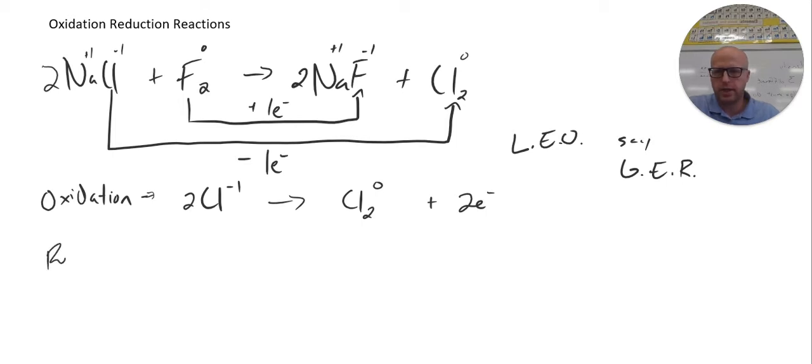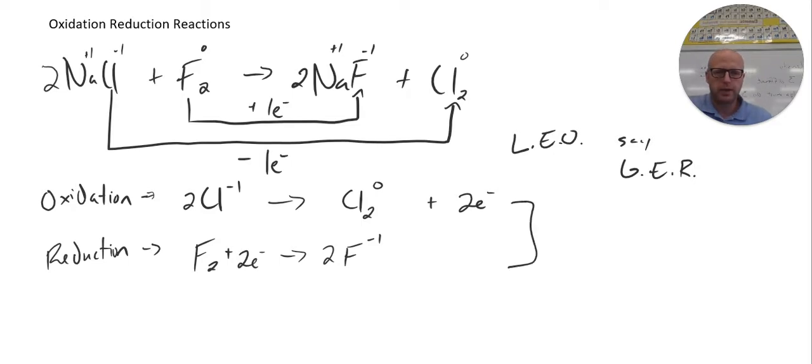And let's take a look at the reduction half reaction. So in the reduction half reaction, gain of electrons is reduction, GER. We have fluorine going to 2 fluoride ions. Okay, well, how do I get over here? Well, I'm adding in 2 electrons. So fluorine plus 2 electrons goes to 2 fluoride ions. So these are called half reactions.